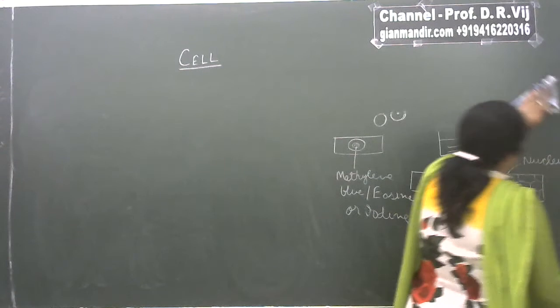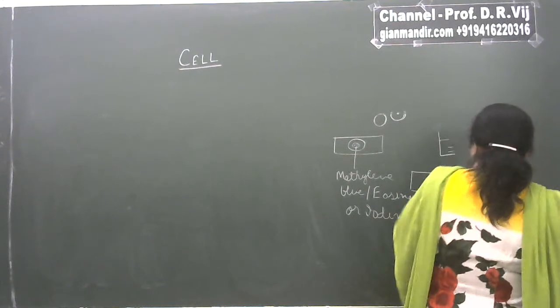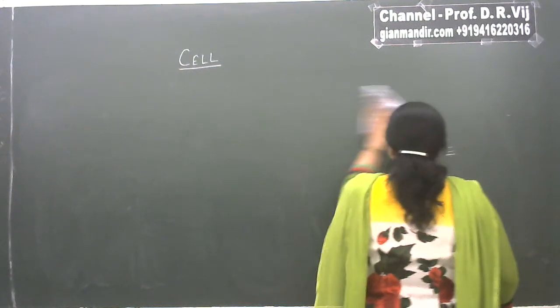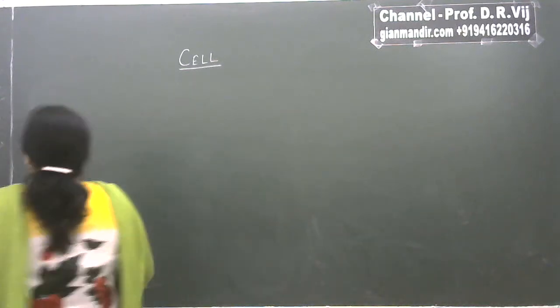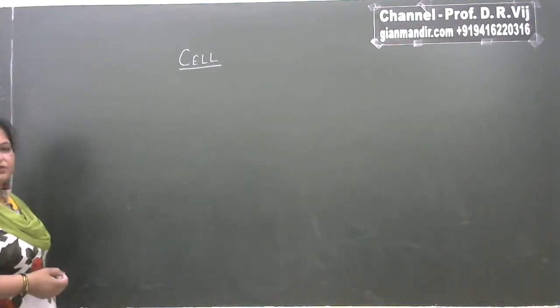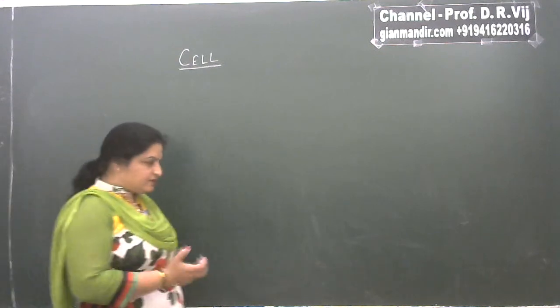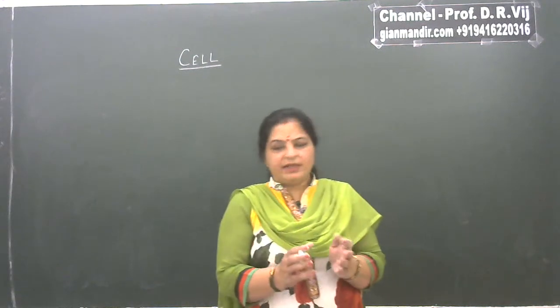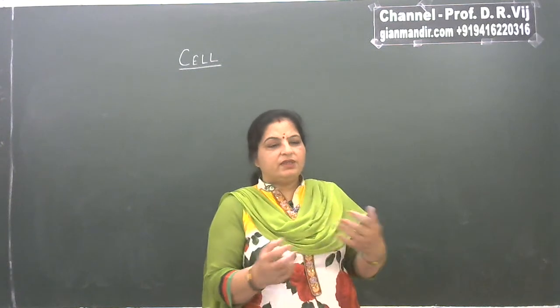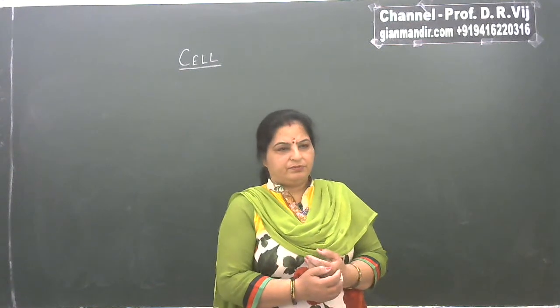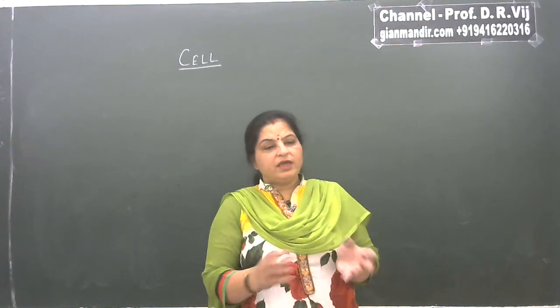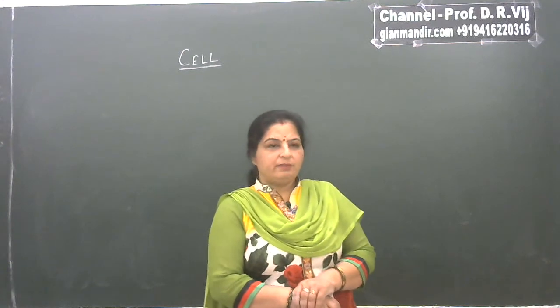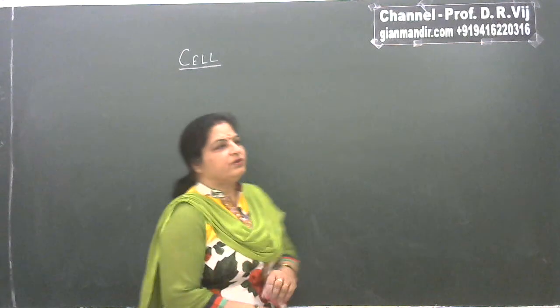Now we have proved that all living organisms are made up of cells, right? So now the question is how the cells were discovered. If cells are so small that we cannot observe them with the naked eye, then how did we come to know about the existence of cells?